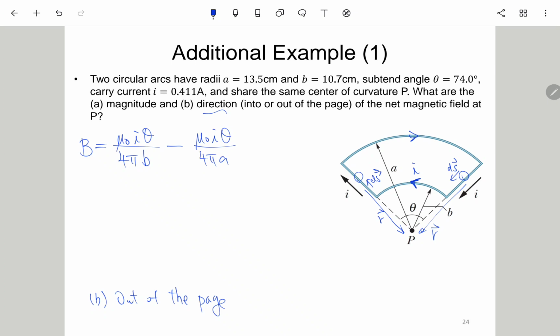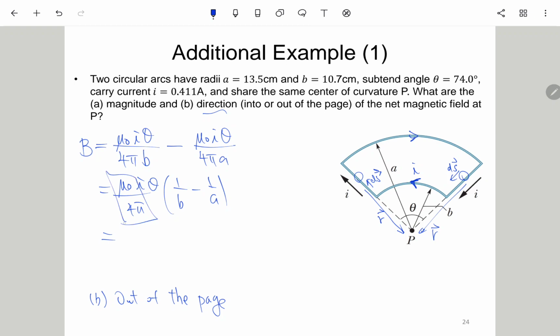And of course we can also calculate the magnitude of the B field. We can simply do some algebra: mu 0 I theta over 4 pi, times 1 over b minus 1 over a. We just factor out the common factor, and then we can do the substitution so that we press fewer buttons on the calculator.